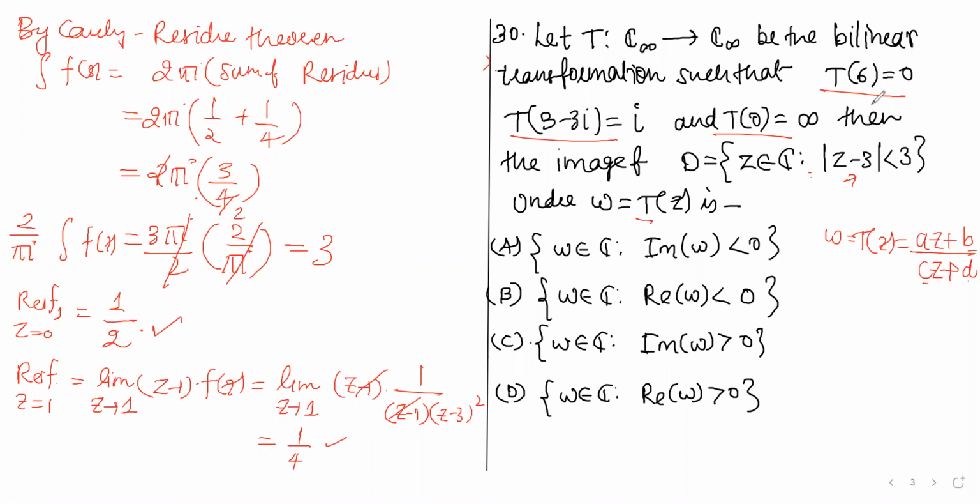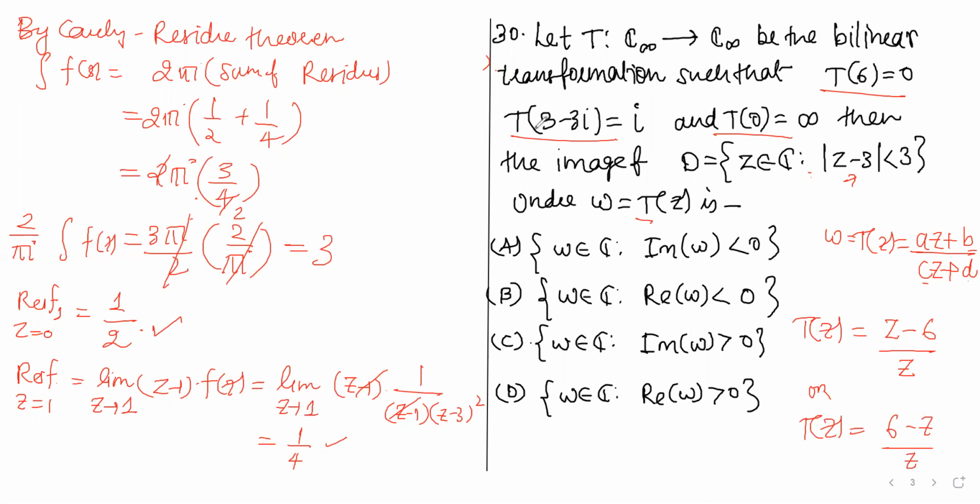So I need a function such that when I input 6, it gives me 0. That means T(6) should be 0, so I need z minus 6 in the numerator. And when I put 0, it gives me infinity, so in the denominator it should be z. So this function is possible, or the reverse can also happen.